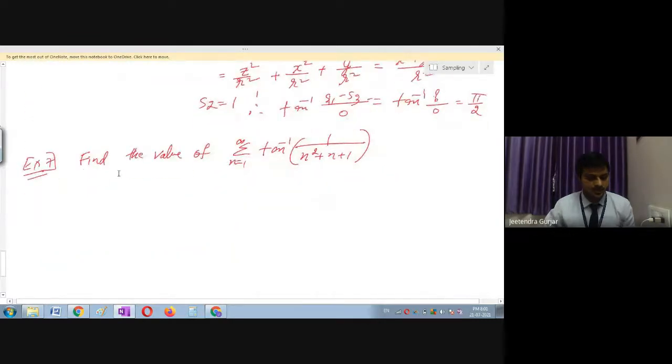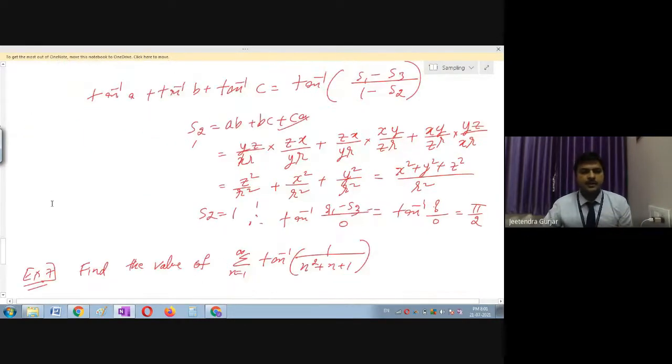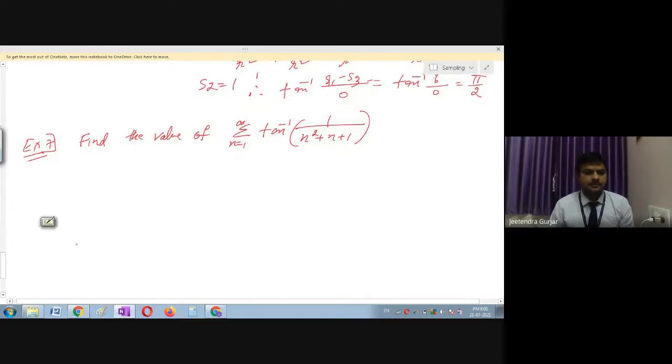Is it clear, students? Okay. So next, very very important, and such type of examples are regularly asked in the exam. Okay, so please write down here. So this will be, find the value of summation n equals 1 to infinity tan inverse 1 divided by n square plus n plus 1. So easily you can simplify.